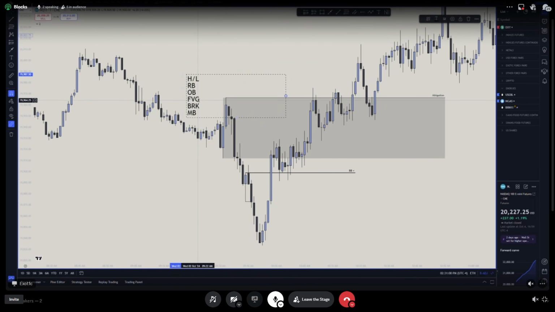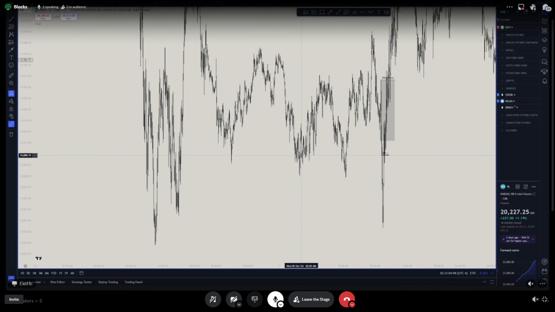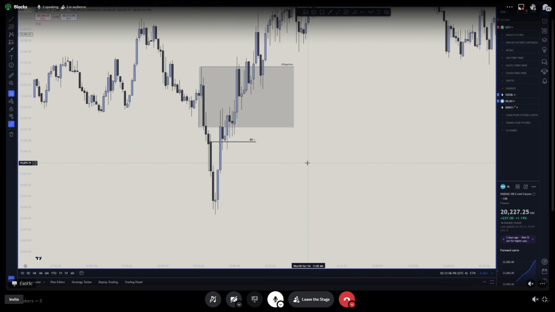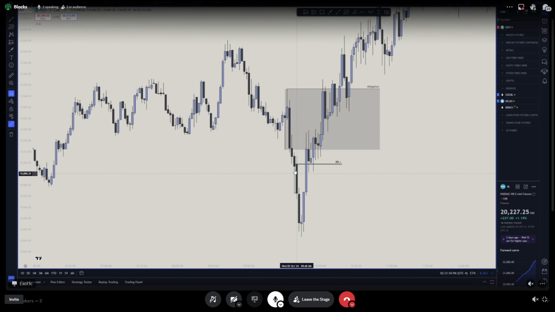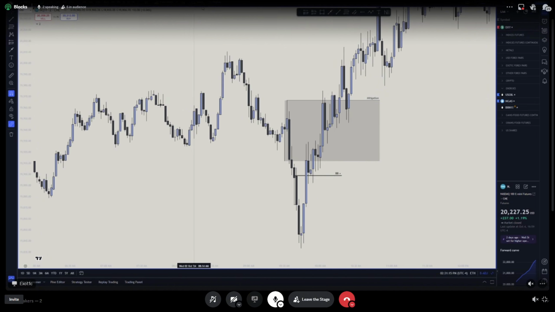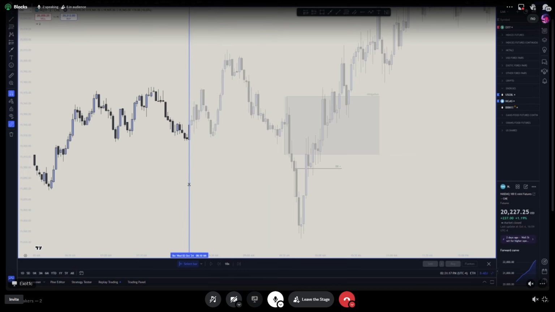So why are we considering this a bullish mitigation? Let's come to the 2-minute chart real quick. Do we see anything here in the 2-minute chart down here in terms of a breaker? No. So again, if we're ignoring everything behind here, right?